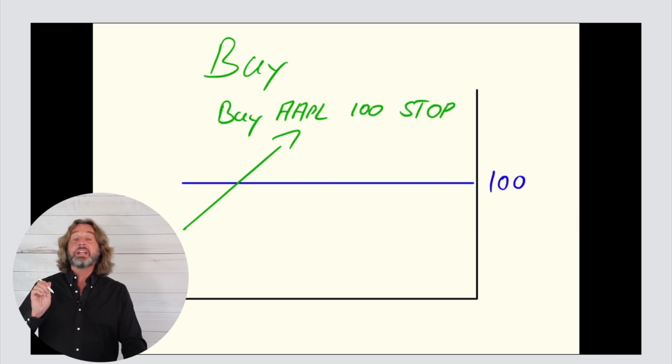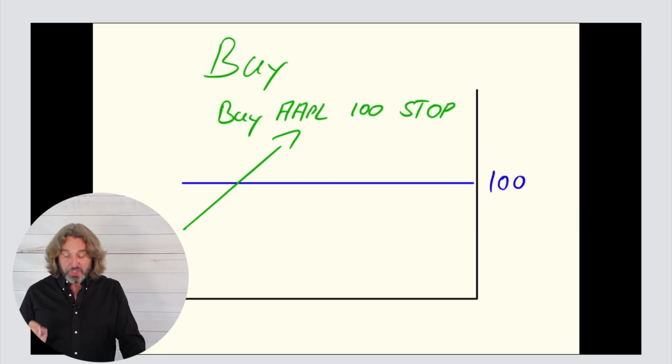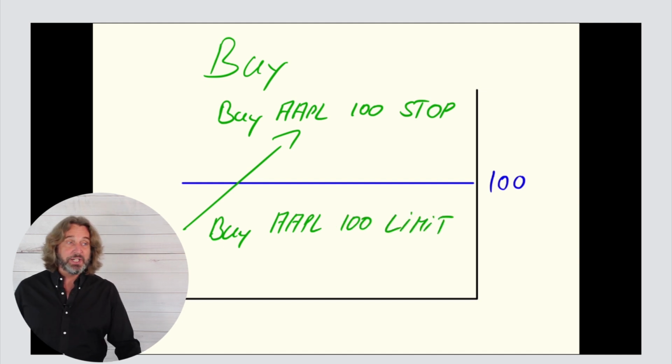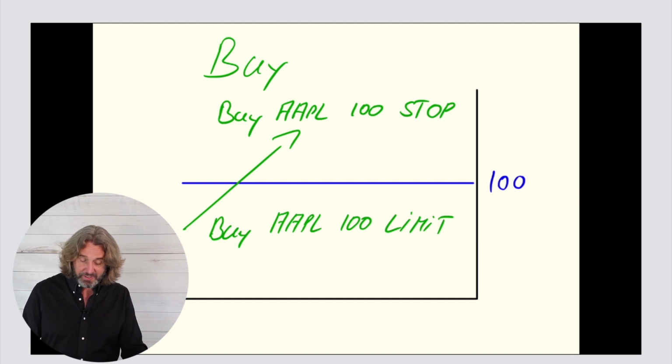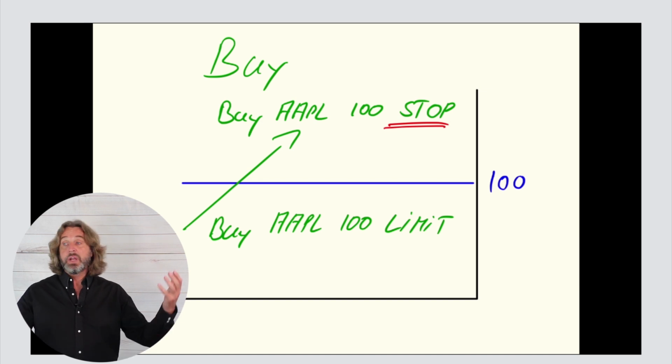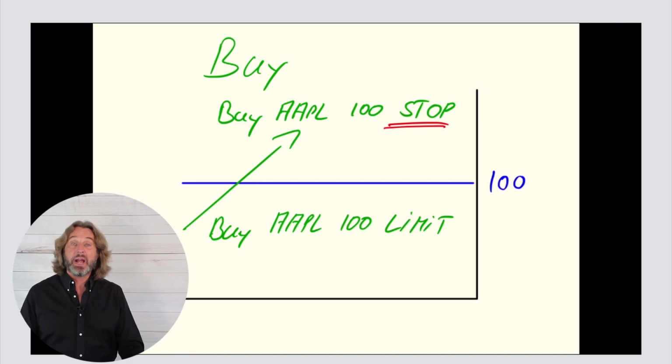So on the other hand, if you want to buy Apple and want to pay a maximum of $100, you would say buy Apple at 100 limit. So what is the main difference between a stop and a limit order? A stop order is being executed as soon as prices move above the price if you're trying to buy it, right? So as soon as we move above 100, you're buying it. So if Apple opens the next day at 110, you're buying Apple at 110.